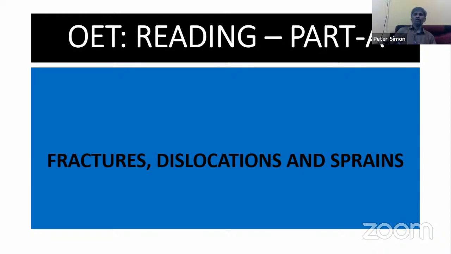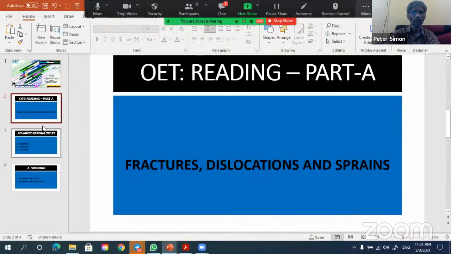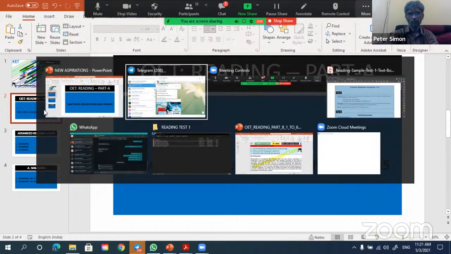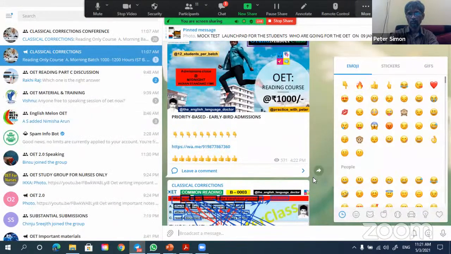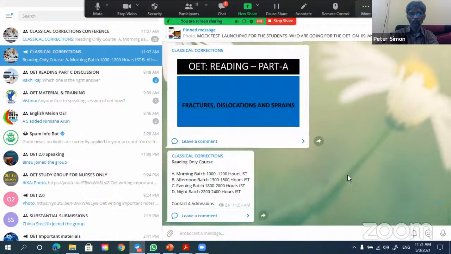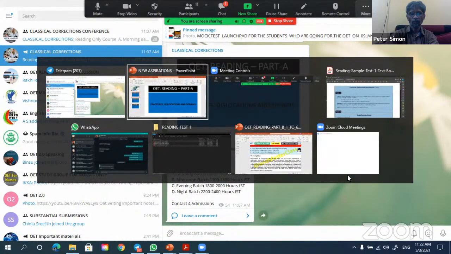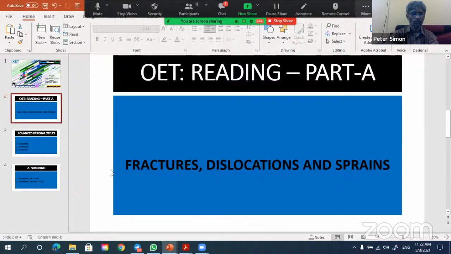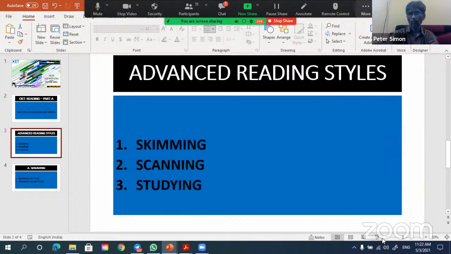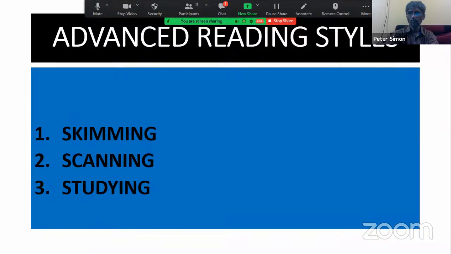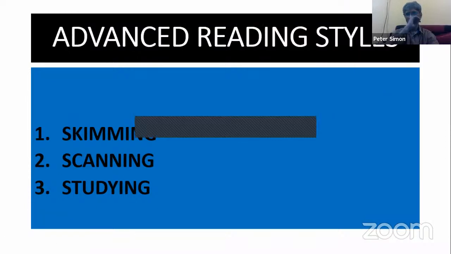Now let us see. We have seen that there are fractures, dislocations, and sprains. Right. Now after this, we are seeing skimming. So in skimming, we have seen the title.